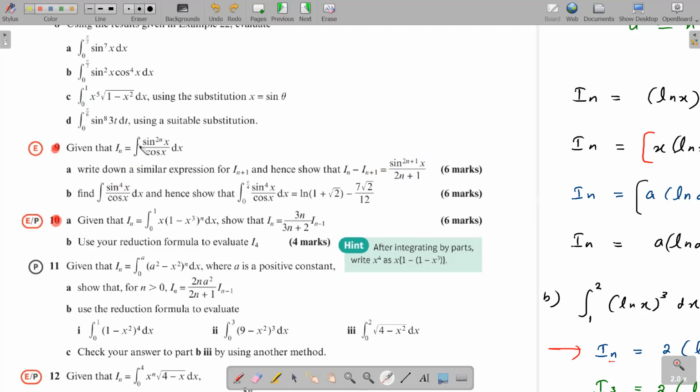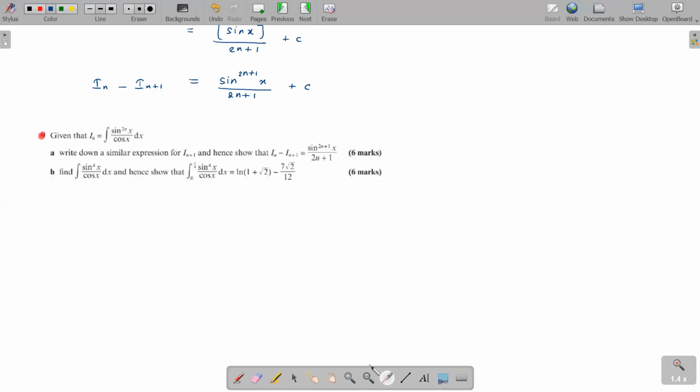So I want to get the integration of sine to the power 4x over cos x. So this is the integration, the rule: I_n equals integration of sine to the power 2n x over cos x. So what's the n value here to get sine to the power 4? n must be equal to 2. Do you get it? So n must be equal to 2. So let's bring it down there, using n as 2.